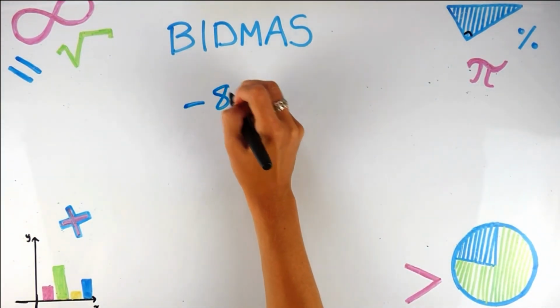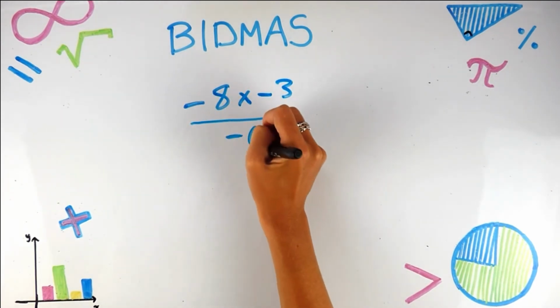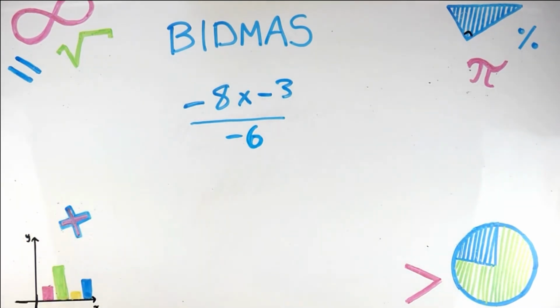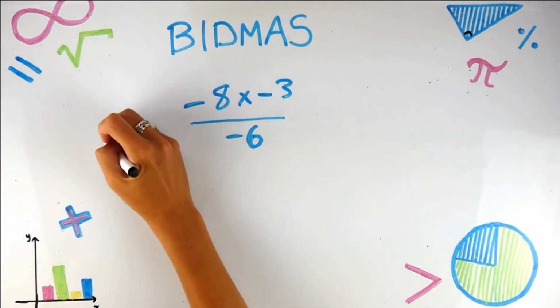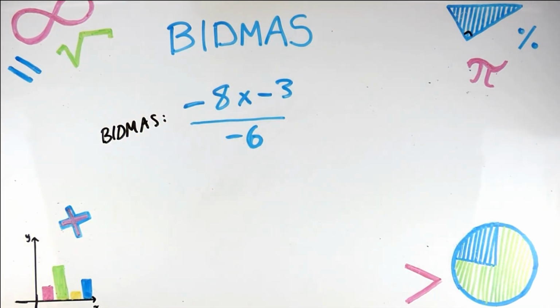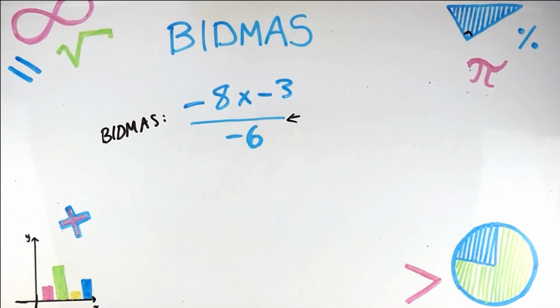Okay, another one. This is a bit weird because it hasn't got the division symbol. Again, I look at that and think, what on earth do I do first? I'm going to write down BIDMAS. So brackets, do you see any? No. Do you see any indices? No. Do you see division? Yes, this thing is division.